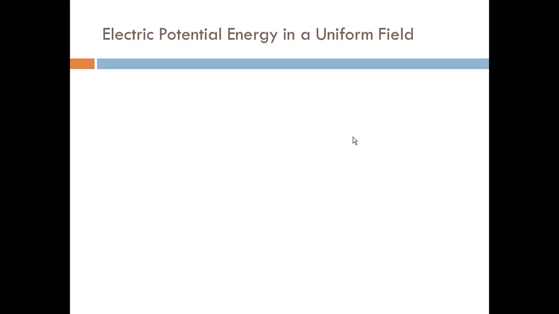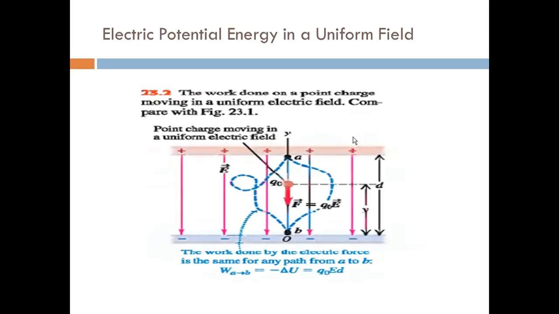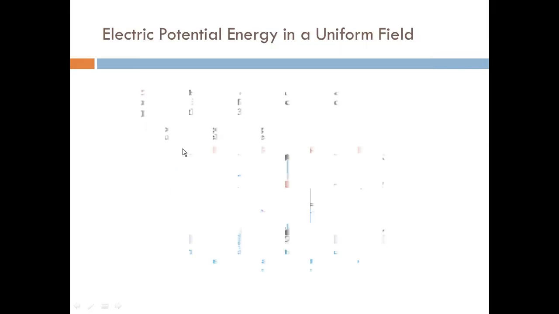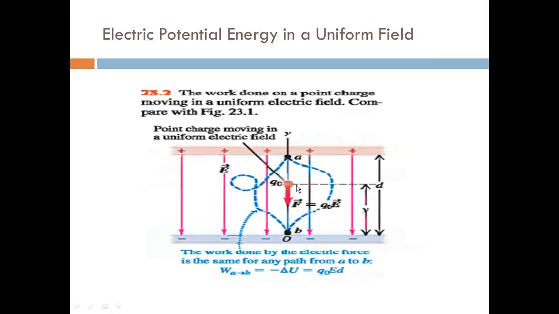Okay, so let's now proceed with its analogy with electricity, the analogy of gravity with electricity. So we have electric potential energy in a uniform field. Just like what we have seen in the example of this baseball, instead of having a baseball, we'll have a charge that is within an electric field, which was set up by two electrically charged plates.